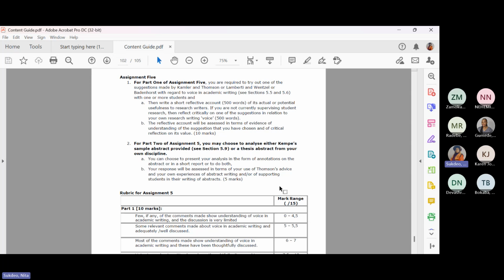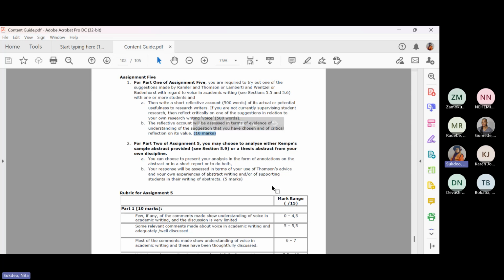I think Samakushle, you said you are not supervising at this point, but you are learning to supervise. But you as a student can also explain about how you were supervised and were you told about writing in your own voice first before we supported with references. B, the reflective account will be assessed in terms of evidence of understanding of the suggestion that you have chosen and of the critical reflection on its value. So the reflection on your own practices is for 10 marks.